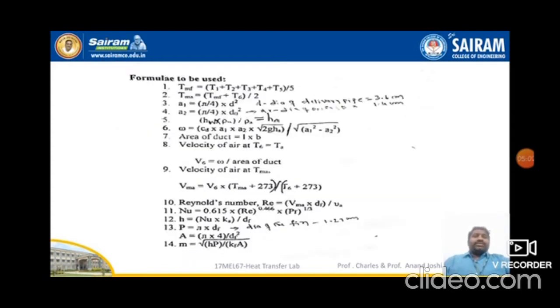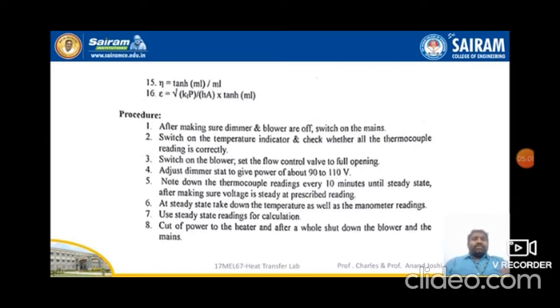Okay, next. These are some formulas to find out the efficiency and effectiveness of the fin. Finally, the formulas we are going to use are: eta is equal to tanh(mL) divided by mL, and epsilon is equal to square root of (kP divided by hA) into tanh(mL).